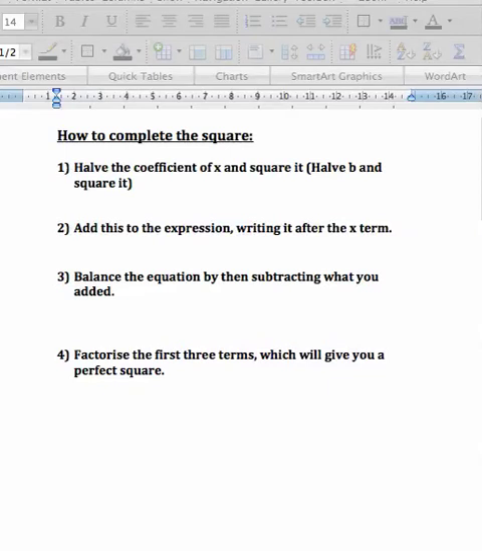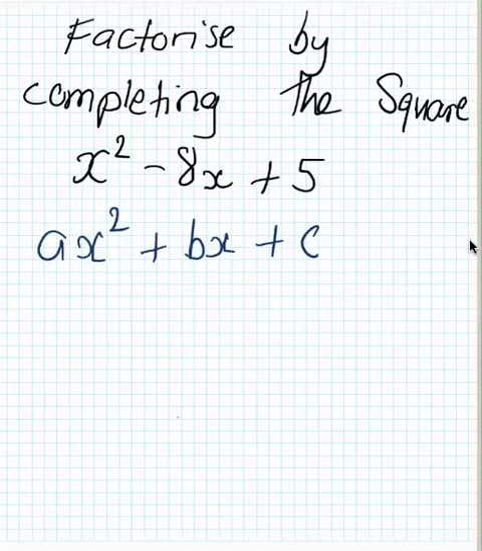And that's how I remember what to do. I just think to myself, halve b and square it. So let's make sense of step 1. If you remember, the standard form of a trinomial is ax squared plus bx plus c, and b refers to the number in front of x, the coefficient of x. So for this trinomial, b is equal to negative 8.